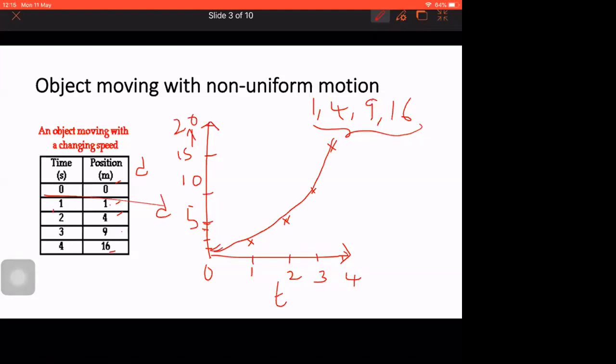What is the difference between the previous graph and this graph? Tell me that. Ma'am, that one was a straight line passing through the origin, but this one is a curved line, in a different way. It's not completely straight. Non-uniform motion, ma'am. Whenever you're drawing a graph for an object moving in non-uniform motion, the graph will never be a straight line passing through the origin. It will be a curved line.